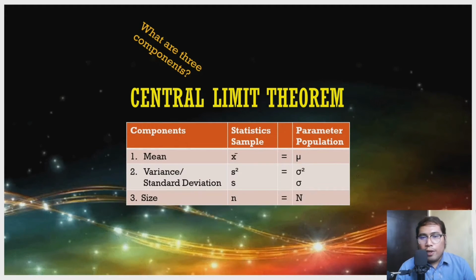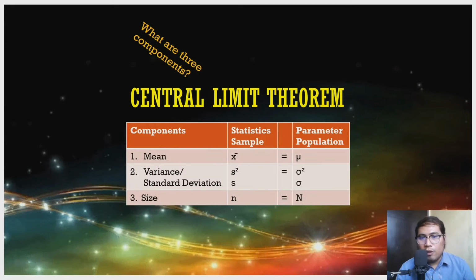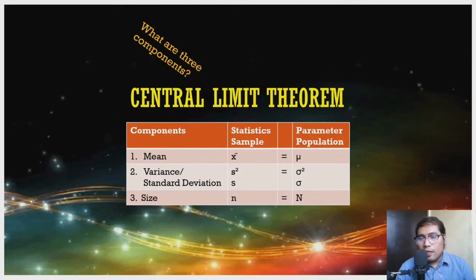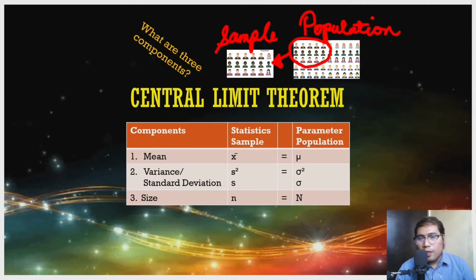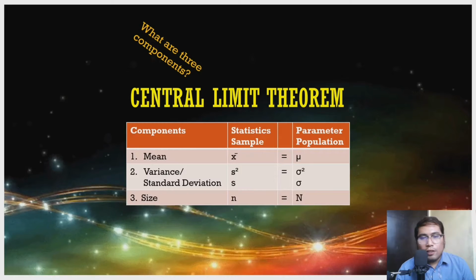So remember, the measures that we use in the population and samples are called statistics and parameter. When we say statistics, it is a measure that is used for the sample, and the parameter is used as the measure for the population. So let us have the mean.